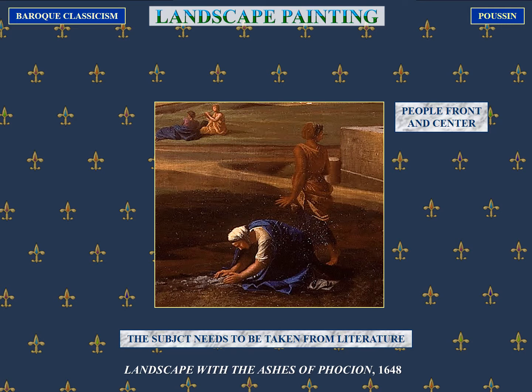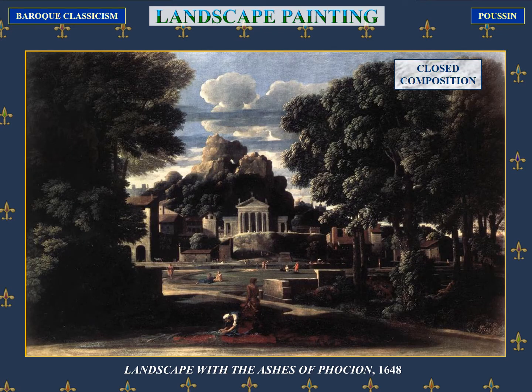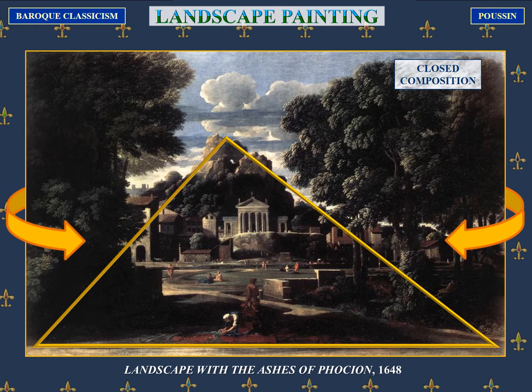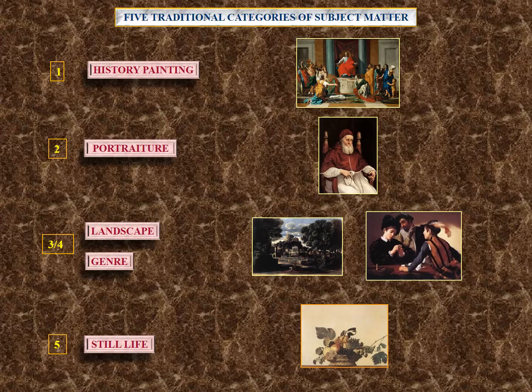So the subject in classical landscape painting needs to be taken, as I said, from important literature like the Bible or Greek or Roman history. You also have a closed composition. You have a rough triangular configuration that sprawls across the painting in general, and then everything sympathetically leans towards that central axis. So it's closed in the classical tradition.